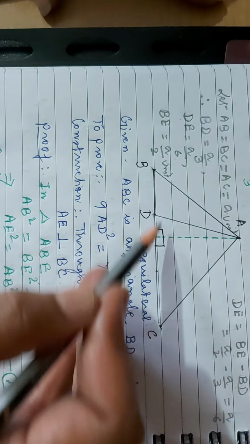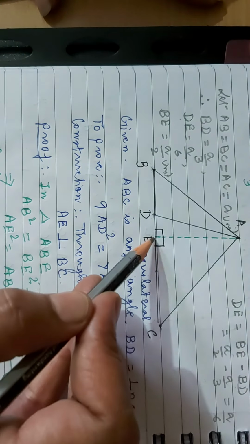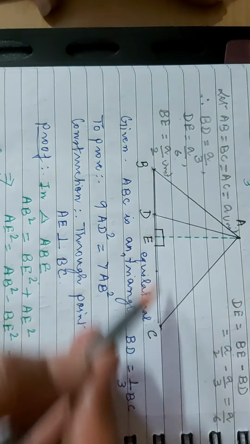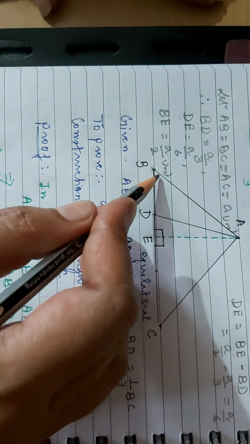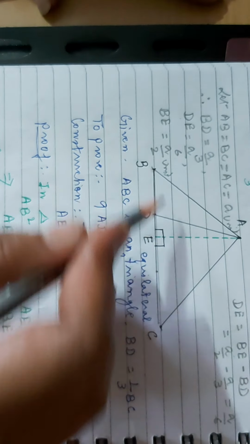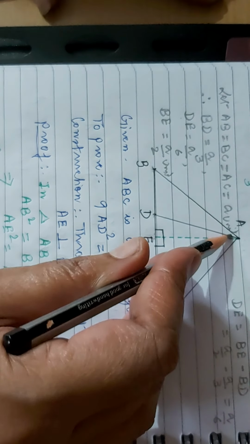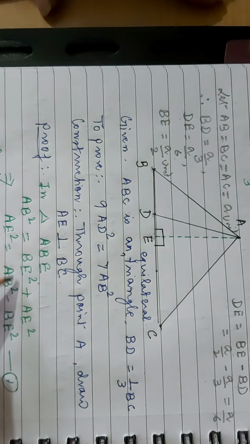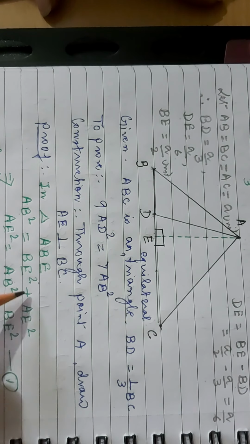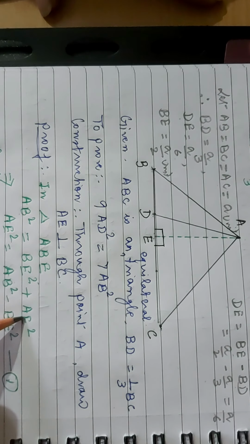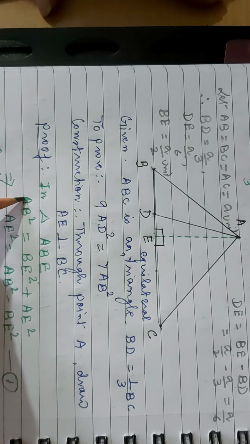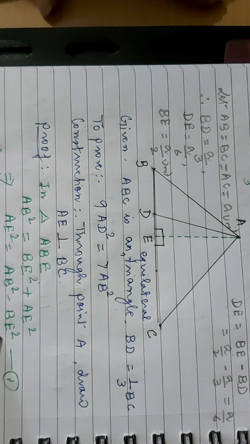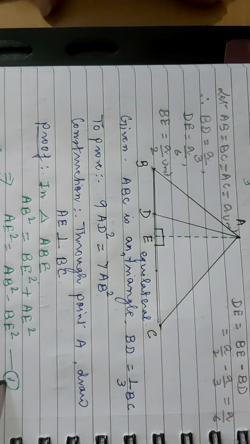Consider triangle ABE. Since AE is the perpendicular bisector of BC, triangle ABE is a right angle triangle. So AB square will be equal to BE square plus AE square. This equation we can write in this form: AE square is equal to AB square minus BE square. Let us consider this as equation 1.